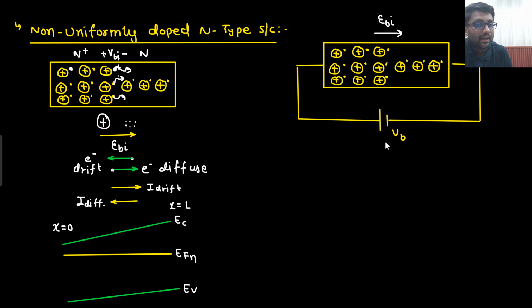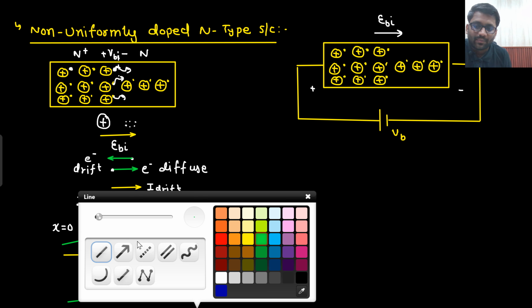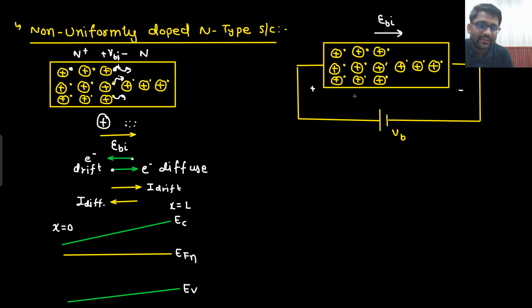Now what you are doing, you are applying an external bias. Because of this external bias, what will happen? There will be another field that will be set up across the semiconductor. That field will be EB, right? So this particular field will be EB. Now this EB is actually supporting EBI.